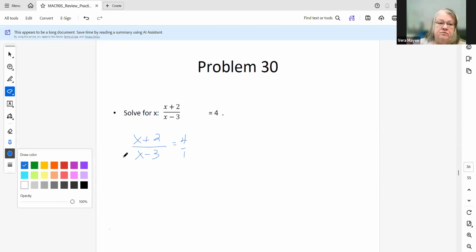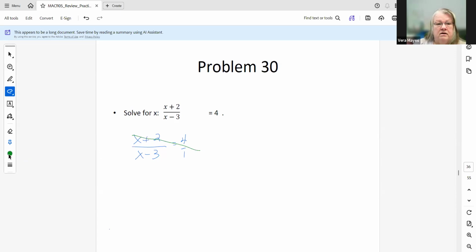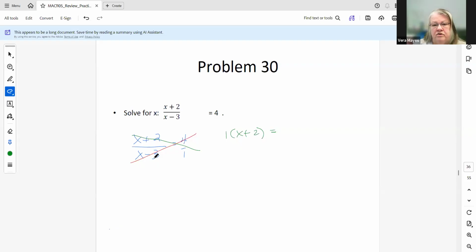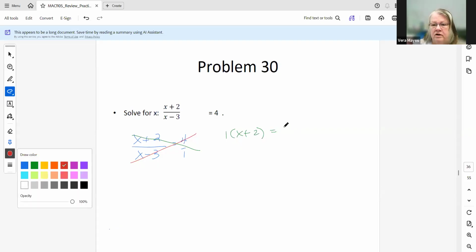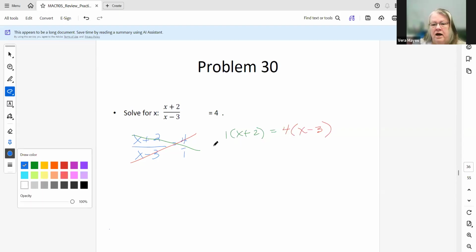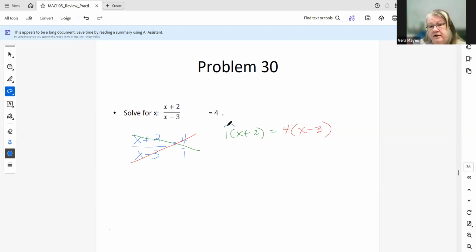Now, if you did it this way, you had one crossbar equal to the second crossbar. So the green one gave us 1 times x plus 2 equals, and then that red one gave us 4 times x minus 3. So you're just multiplying this bar and setting it equal to this bar. And now we're going to simplify, so we can go ahead and distribute, but we know that 1 times something doesn't change it. So I can just bring this down. However, this one I need to distribute the 4.